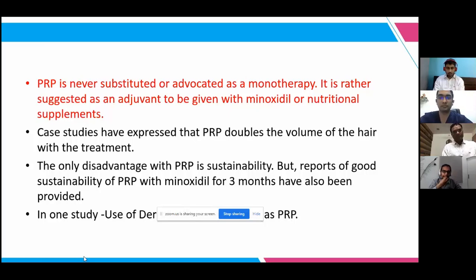But if you combine with minoxidil and all those things, up to 3 months you have seen the sustainability, which we have even reported in some of the conferences also. And in one of the studies, they say that even derma roller was as good as PRP. There was one study like that.